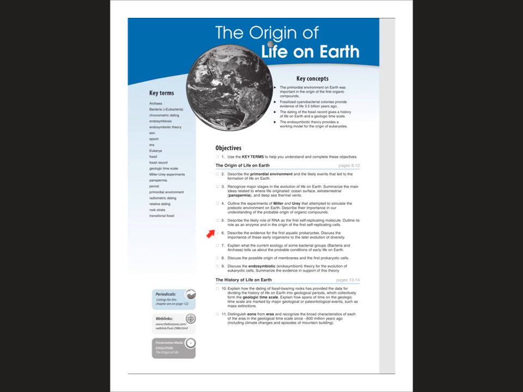Here's another checkbox. It's looking at objectives. And you have to ask yourself, can you discuss the possible origin of membranes in the first prokaryotic cells? Can you describe the primordial environment that likely led to the formation of life on Earth? If you can discuss these things and look at those command words, what does describe mean? What does outline mean? What is discuss? What is explain? What's the difference between the two? So think about these command words when you see these, and can you do this?